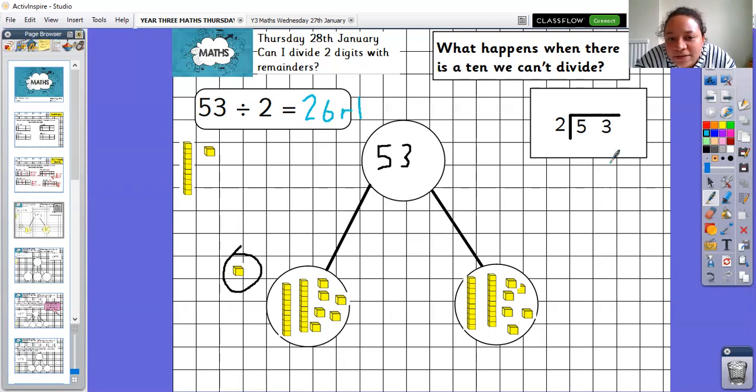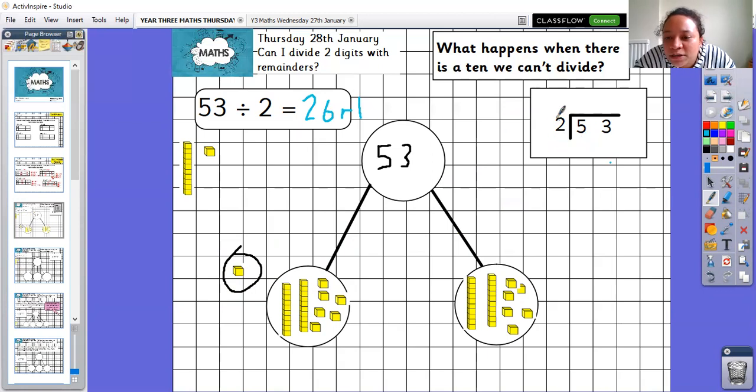Okay, so let's have a little look at how that would look on our bus stop method. So here I'm thinking about how many 2's fit into 5. Now, yesterday what we did was we used our part whole model to help us. I'm just going to look at it a slightly different way today to make it a little bit quicker so that then you're not always having to do a part whole model to work it out.